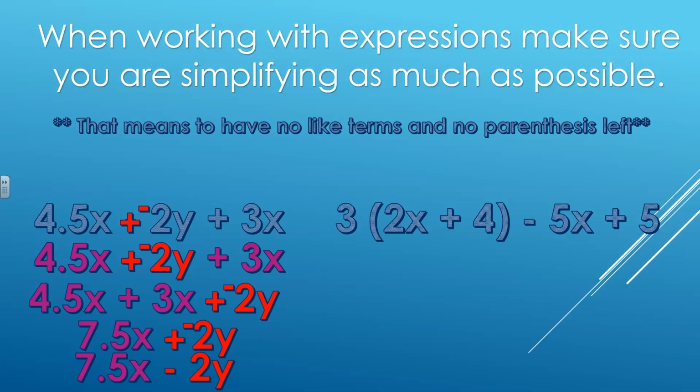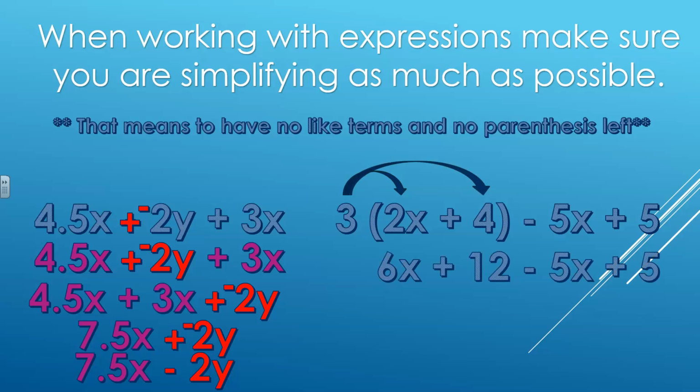So I would now have to go to the outside and see if I can distribute the 3 to anything on the inside. And I can because I'm using multiplication. So I'm going to do 3 times 2x and 3 times 4. So I would get 6x plus 12. I still bring down the rest of my expression because I have not touched it yet. So I have minus 5x plus 5 added onto the end.